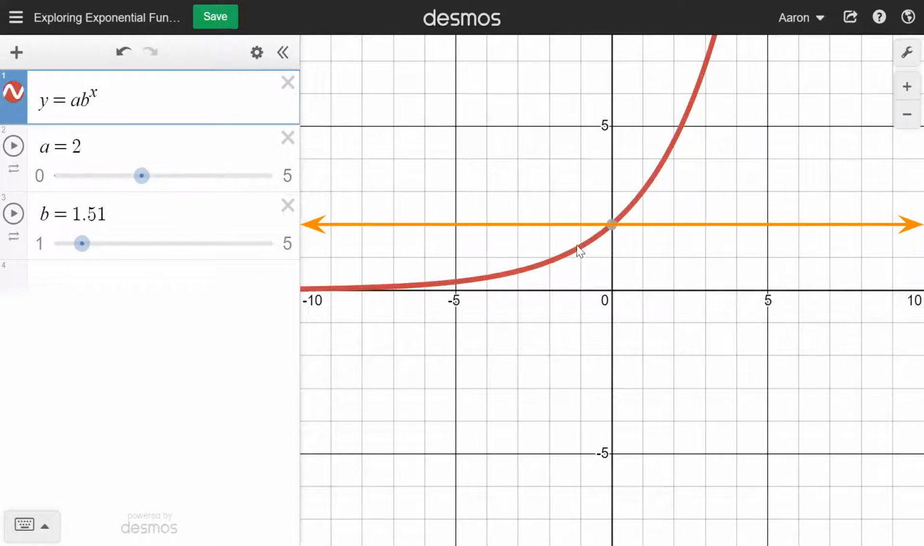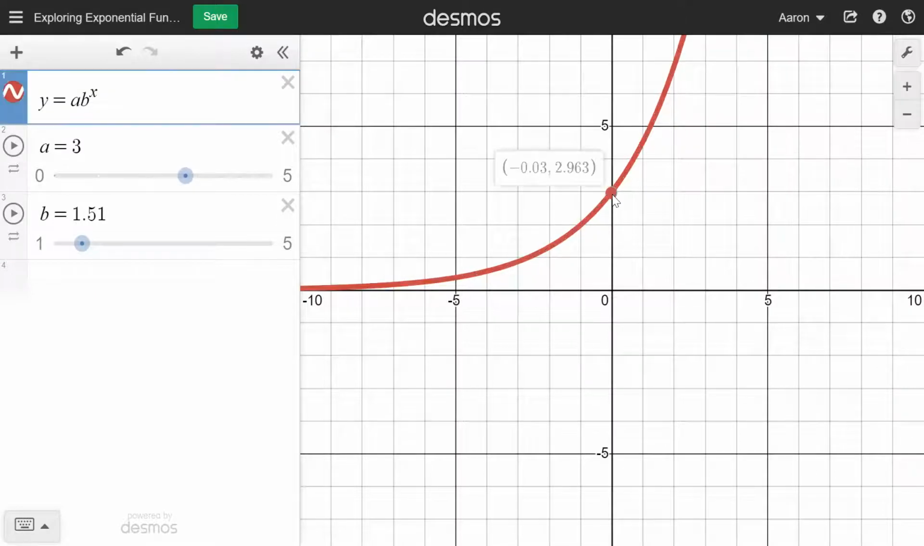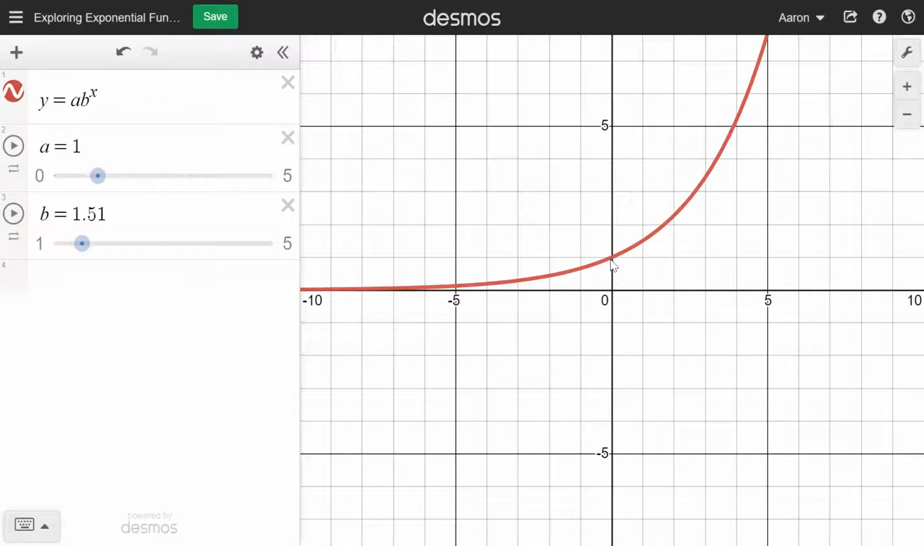It turns out our y-intercept is at 2. That is what the a does. Our value of a actually tells us what our y-intercept is. If I change it to 3, take a look where the y-intercept is. It's at (0, 3). Or if I change it to 1, it's all the way down here at 1. In other words, all a tells us is what the y-intercept is.